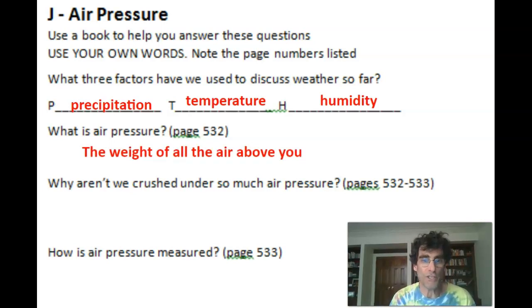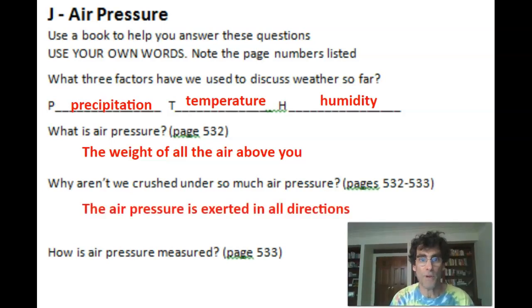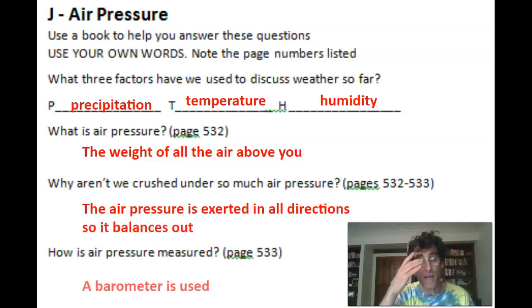So why aren't we crushed under so much air pressure? It's actually a lot of pressure. I think it's 15 pounds per every square inch. There's different units. But again, like your ear, as long as the pressure is equal on all sides, you don't really notice it. So the air pressure is exerted in all directions. So how do we measure air pressure? It balances out. So we measure air pressure with a barometer.